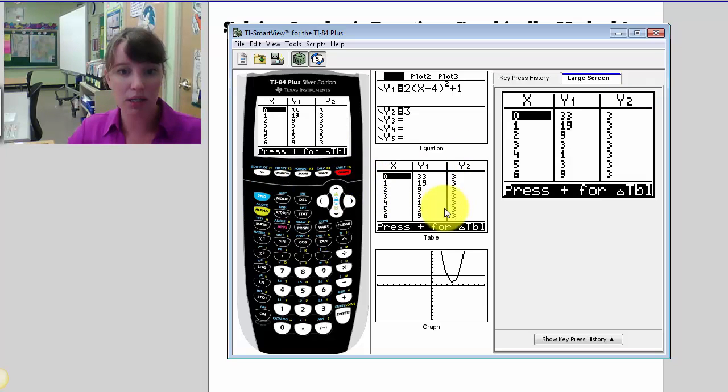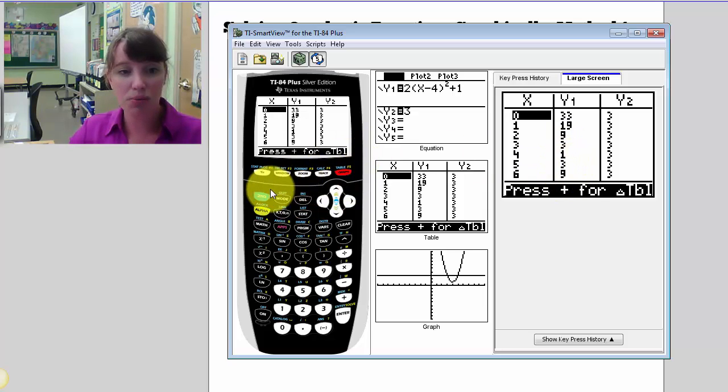Let's see, when is y1 equal to 3? So we see (3, 3) and (5, 3). So it's a fairly easy thing to do. So the x values of 3 and 5 are going to make the quadratic equation equal to 3. Notice the other one's always equal to 3. So the solution set here is 3 and 5.